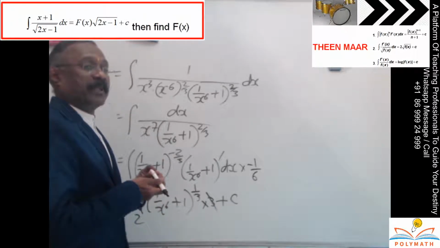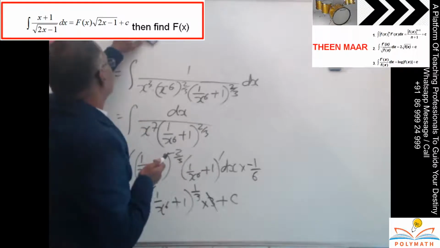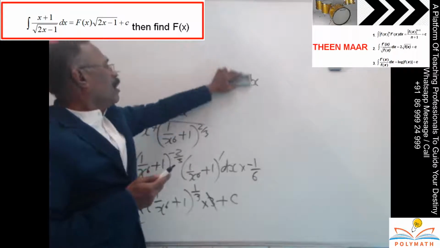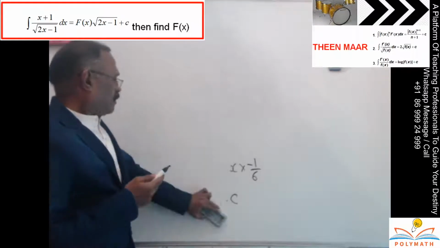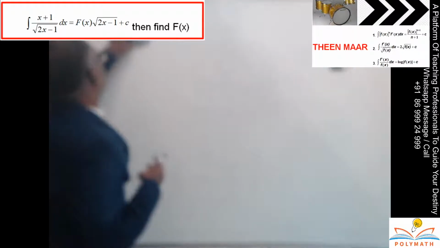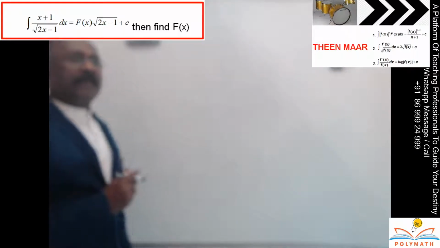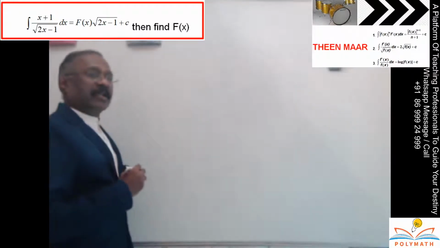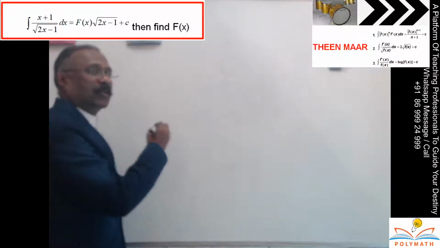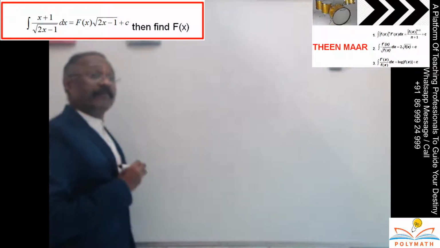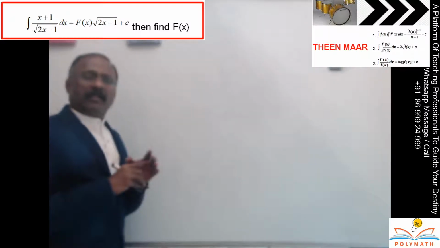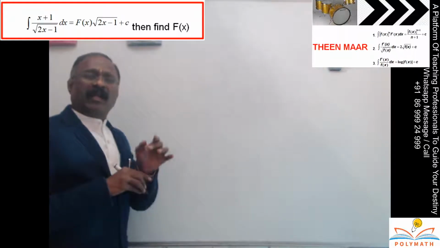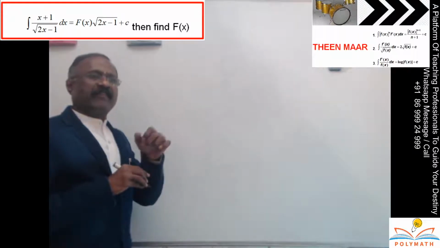So next one is (x + 1) divided by root over 2x - 1. This is also a latest previous question. You can check these questions in your latest previous papers. So this one, integral of (x + 1) divided by root over 2x - 1 is equal to f(x) into root 2x - 1 + c, then find f(x). Means he solved the problem, he gave the integral of it and he took some part of it as f(x).